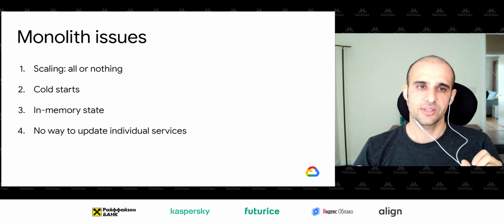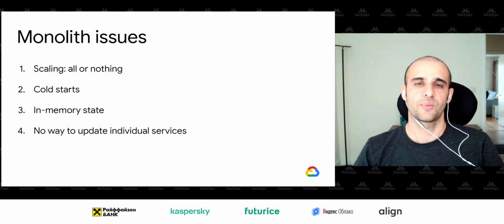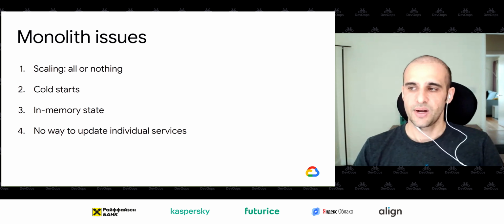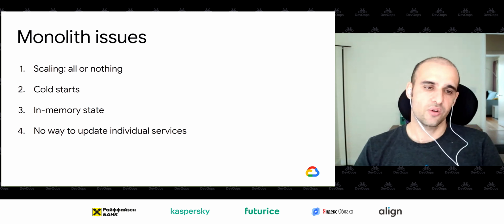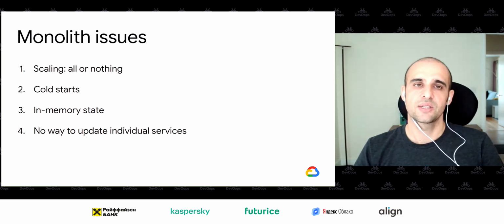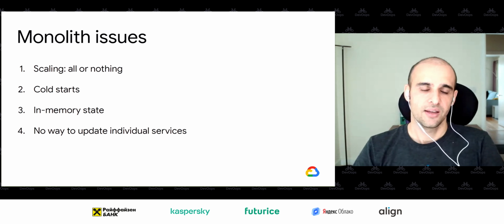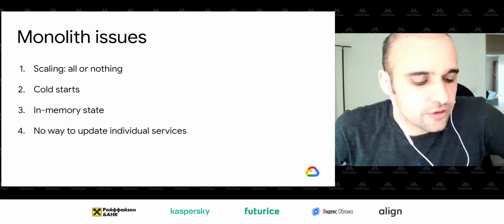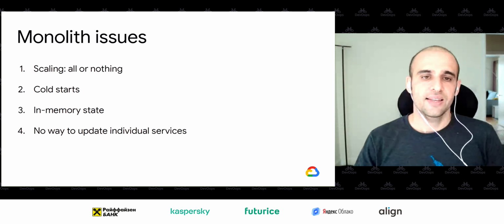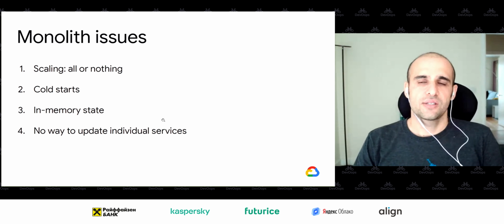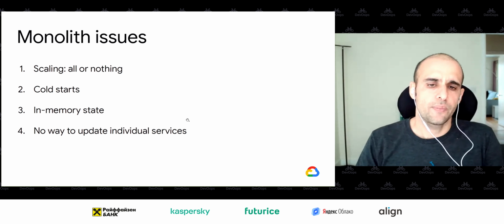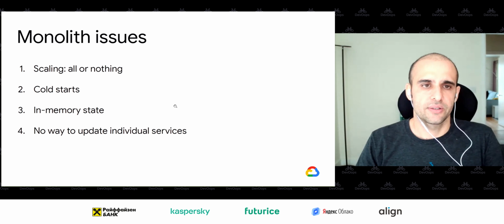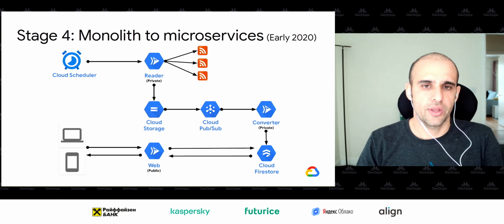But again, because everything was a monolith, we did have to update everything at once. And this was a risk because you're updating something small, but as you're updating that small service, you're also updating everything else. And sometimes this would cause issues unnecessarily. So these were the monolith issues that we wanted to tackle. And in the end, at the beginning of this year, 2020, we basically tackled these with this new architecture. So let me just go through that with you.